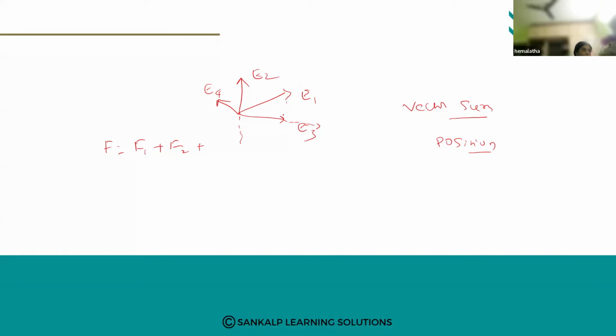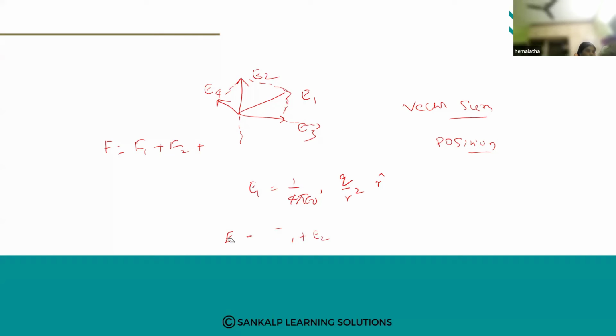So we have to join with the position vectors, and what will we get? E1 is equal to 1 by 4 pi epsilon naught into Q divided by R square into R unit vector, correct. So the same thing continues, and E2 is like that. If you write E is equal to E1 plus E2 plus E3, like this it continues.